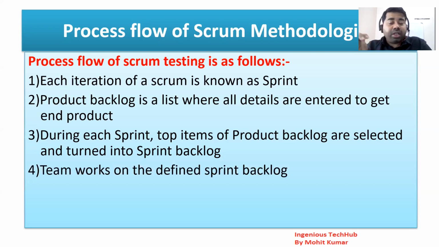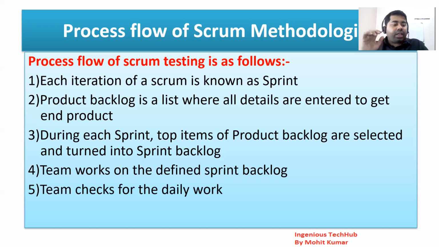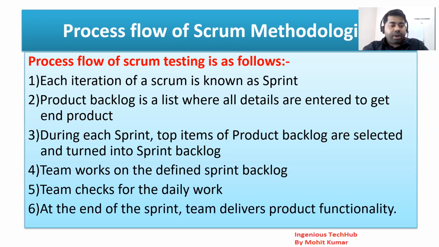All these things will be taken care of by the stakeholder or your Scrum Master. The team works on the defined sprint backlog. The team checks daily work, so we are giving the daily status to our Scrum Master. At the end of the sprint, the team delivers the product functionality. So your sprint is completed, and you have completed the tasks.